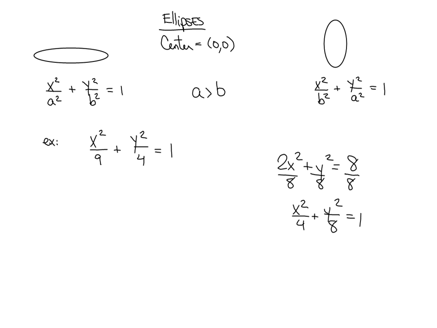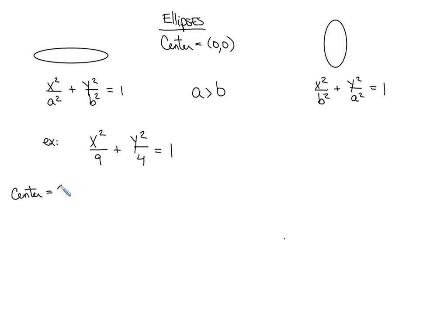So be on the lookout for that. A lot of times you're going to have to do that one step to get it into the proper form. But we don't have to worry about that on this problem. So remember that our center is going to be 0, 0. What is our a squared equal to here? Which is the bigger of the two numbers, 9 or 4? 9. So 9 is our a squared because it's the bigger number. So a squared equals 9, which makes a equal to what?